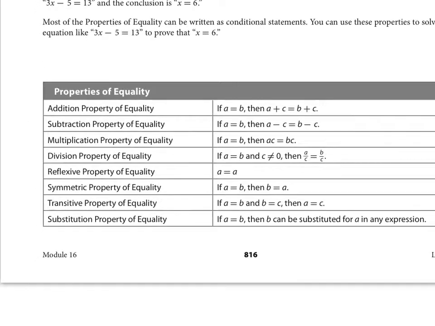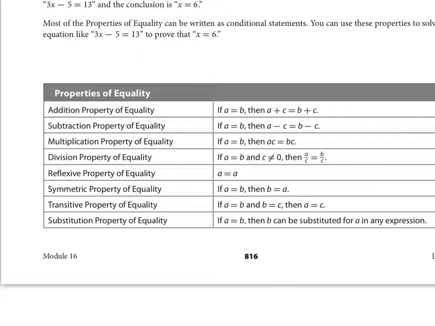You're going to see a lot of conditional statements here. Some of these should look familiar. We have a lot of properties, and the first four are ones that we've used quite often, even though we don't really state it. We use those to solve equations. When we add something to both sides of the equation, we are using the addition property of equality. When we subtract 5 on both sides of an equation, we're using the subtraction property of equality, and so on.